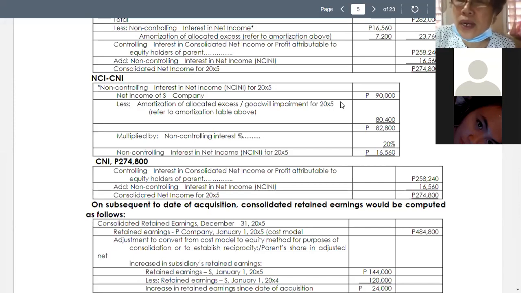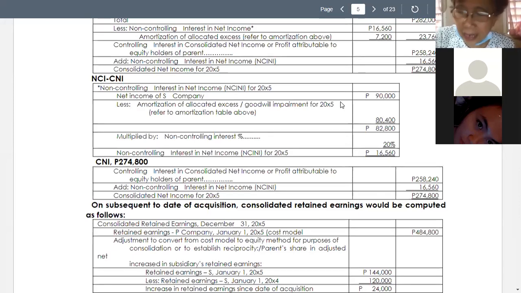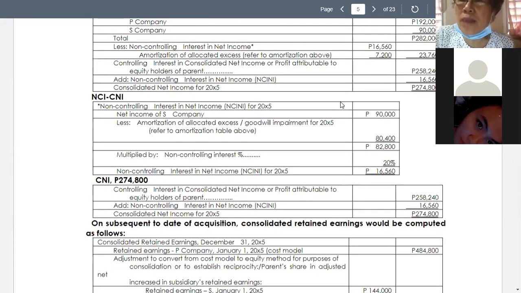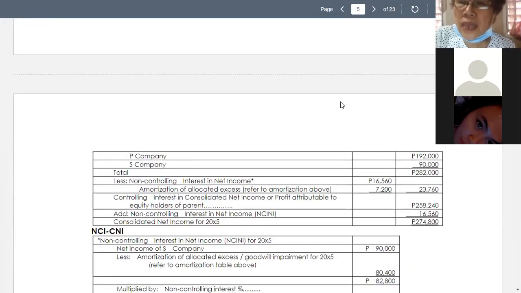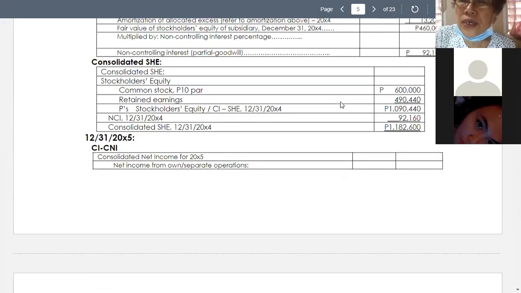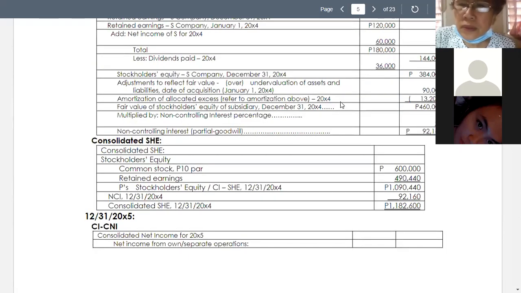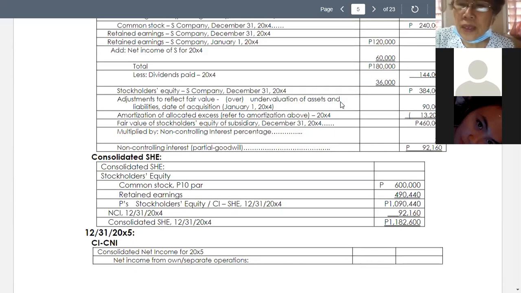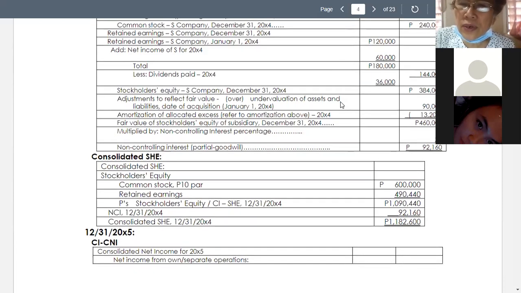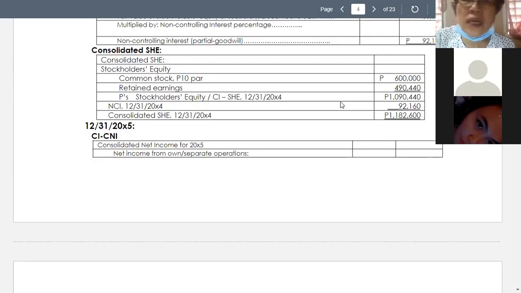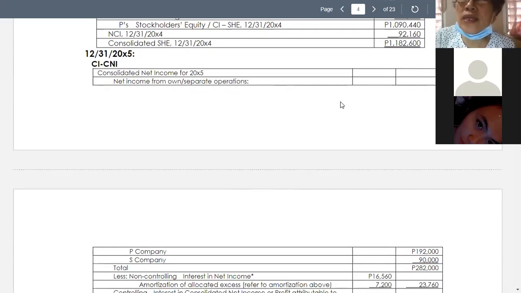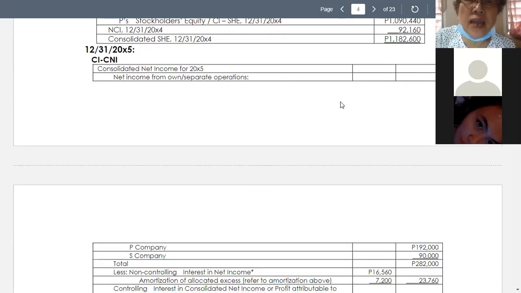Now let me work backward for the table. Dali lang ha. Let me work backward for the table. As stated, there is a table. Okay. Let's continue going downward. Here. Consolidated net income from separate operations.